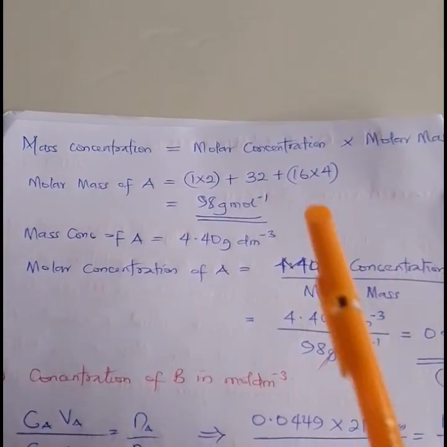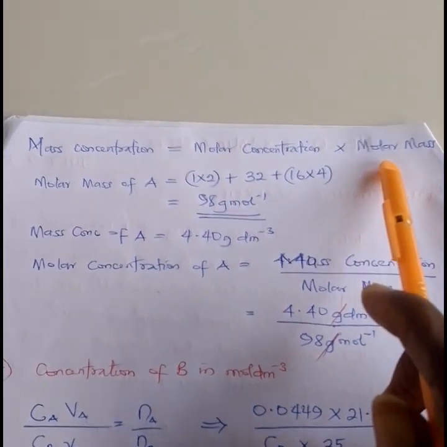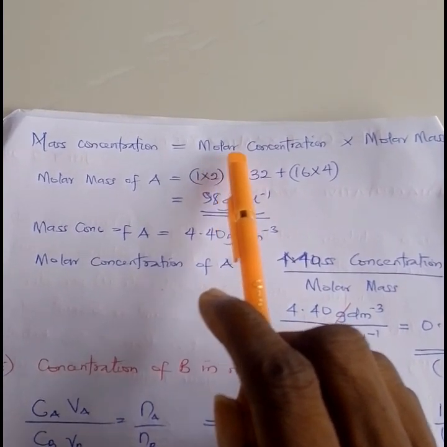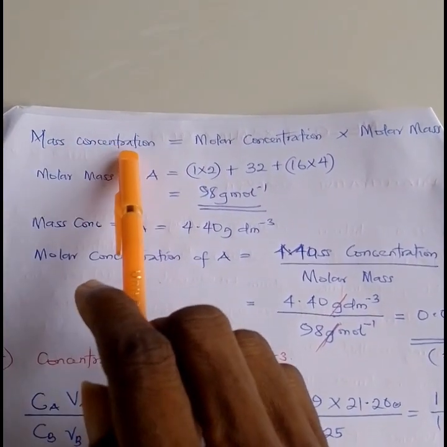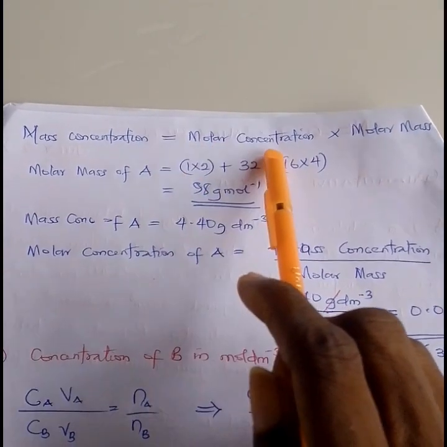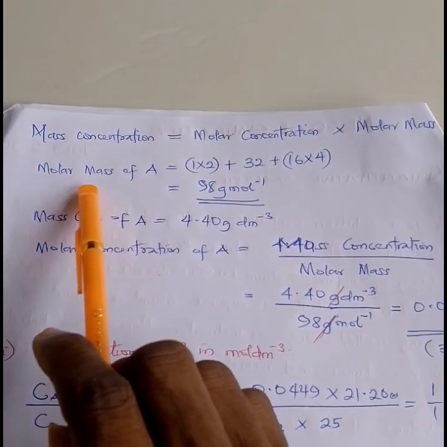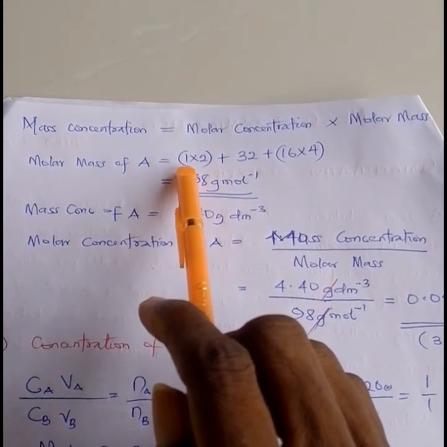In order to calculate the concentration of A in mole per dm cube, this formula is required. Concentration of A in mole per dm cube means we need to calculate our molar concentration. So the formula is mass concentration is equal to molar concentration times molar mass. So now our molar mass of A is calculated as follows.